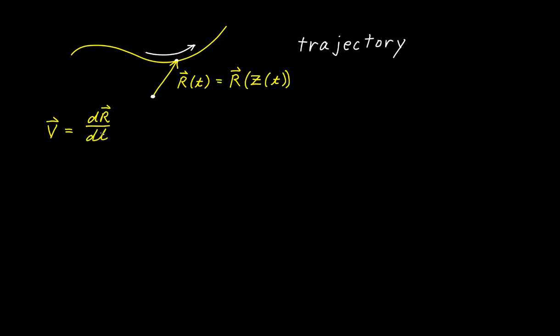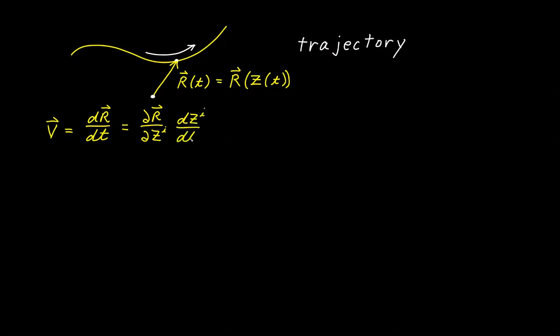Okay, but because of the composite relationship here, we can use the chain rule to expand this out. So first we'll take the partial derivative of r with respect to zi, and then the ordinary derivative of zi with respect to time. So it looks just like this.